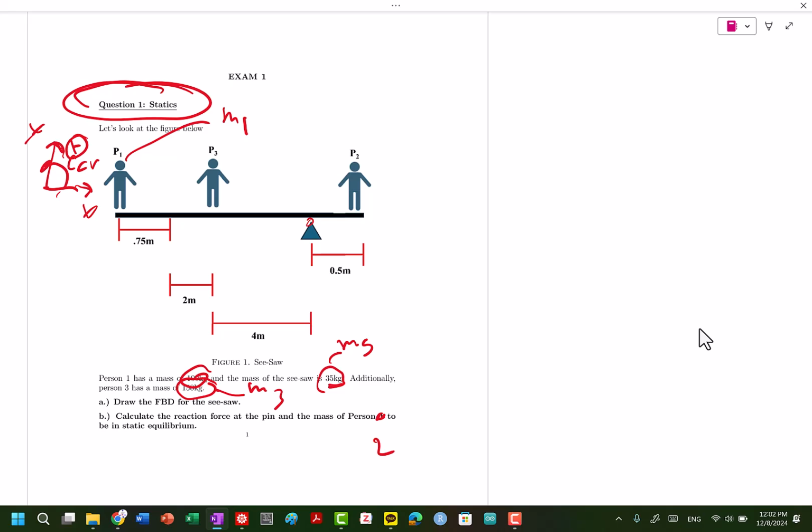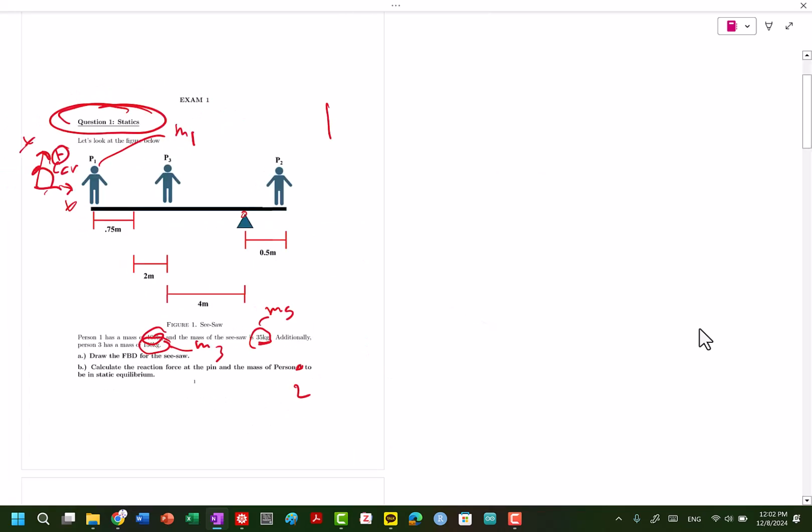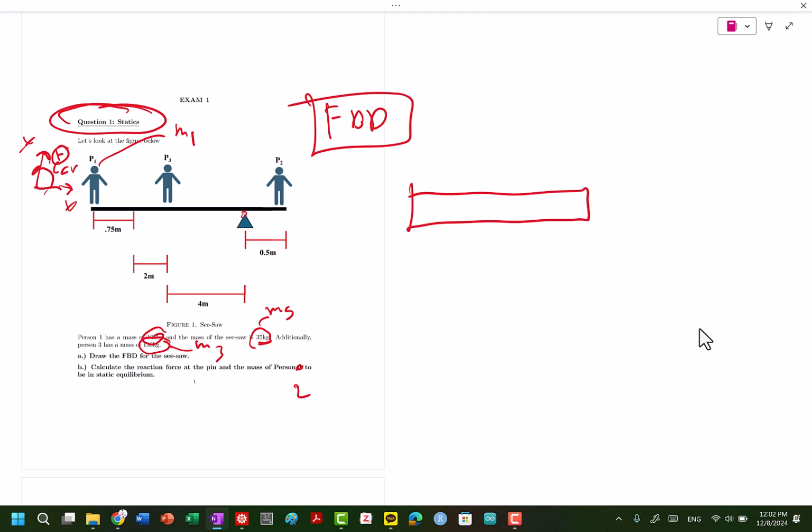So let's go ahead. Third step, FBD, indicate it. Free body diagram, free the body. So we have here from the surroundings some weight 1, where weight 1 will be equal to the mass of person 1 times gravity. Weight 2 will be mass of person 2 times gravity. Weight 3 will be mass of person 3 times gravity. And weight of the seesaw will be equal to mass of the seesaw times gravity.